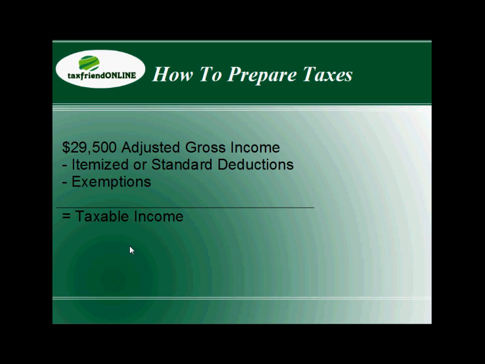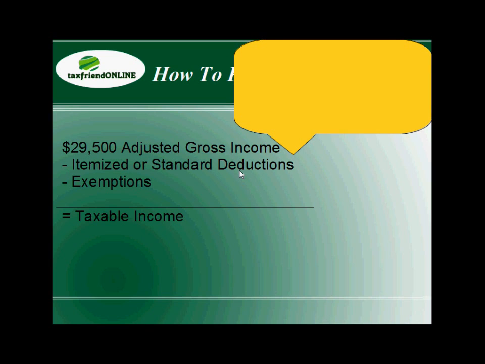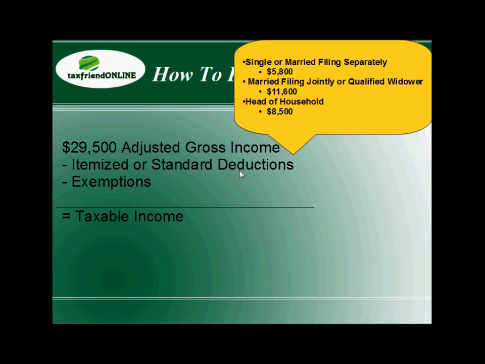From there, we subtract either the itemized deduction or the standard deduction. Now the standard deduction depends on our filing status. So if we're filing as a single person or a married filing separately, we can deduct $5,800. And if we're filing as a married filing jointly or a qualified widower, we can deduct $11,600. And finally, if we're filing as a head of household, we can deduct $8,500. Now these amounts change every year, so this is only true for 2011. For 2012, these amounts that you can deduct as a standard deduction may change.